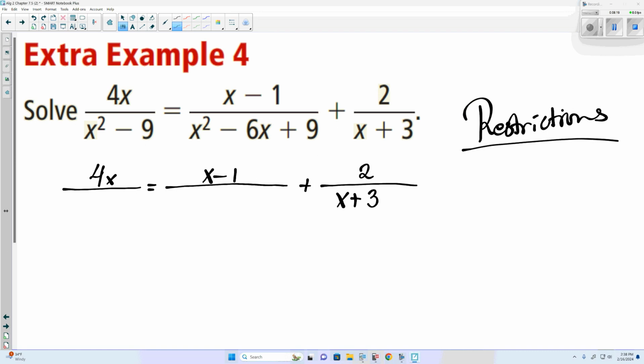Well, looking at this one here, we know one of the equations we're going to have to find the restriction for is x plus 3. But our x squared minus 9 and x squared minus 6x plus 9 both need to be factored. Now, luckily for us, x squared minus 9 is a nice one in factoring because it's a difference of perfect squares, making it x plus 3 and x minus 3.